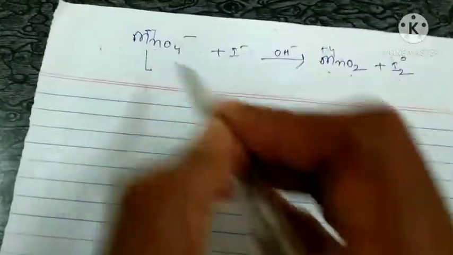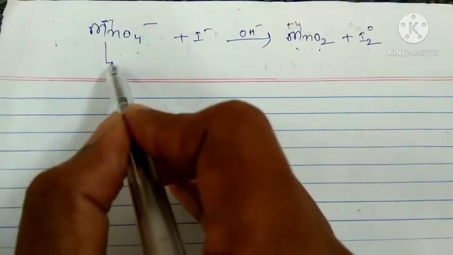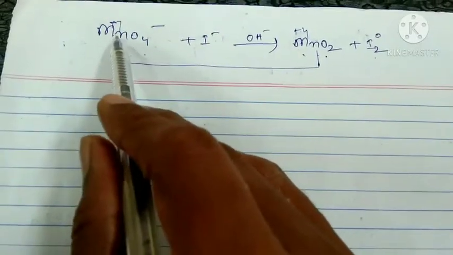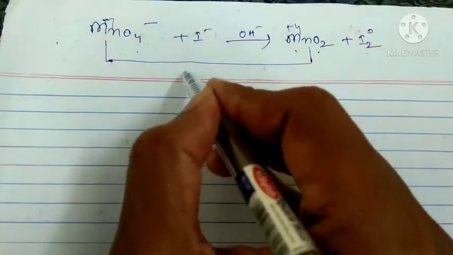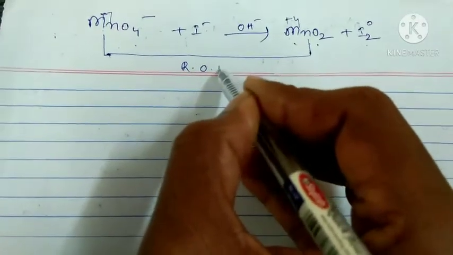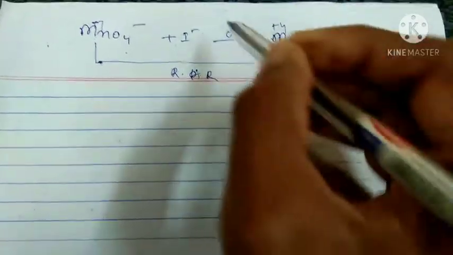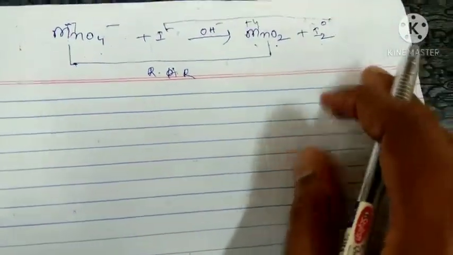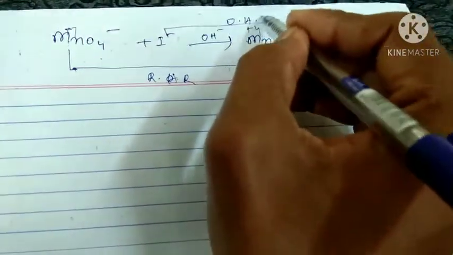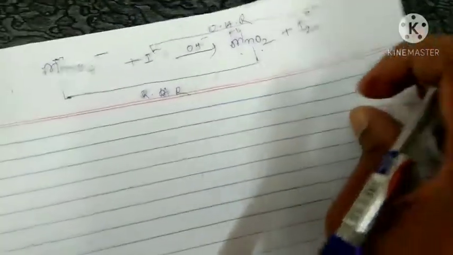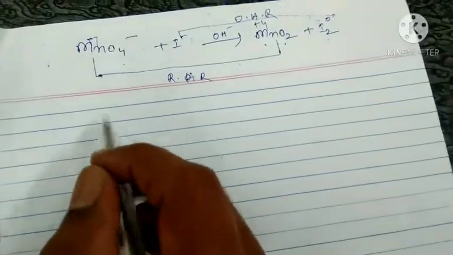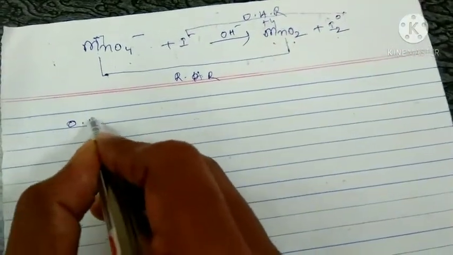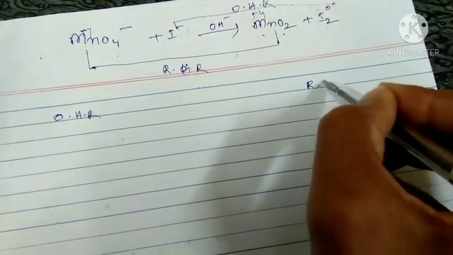From plus 7 to plus 4, does the oxidation state decrease or increase? Here the oxidation state decreases, so this is the reduction reaction. Here minus 1 to 0 means the oxidation state increased, so this comes under the oxidation reaction. After finding the oxidation reaction and the reduction reaction, what do we have to do? Those reactions should be separated: the oxidation reaction and the reduction reaction.